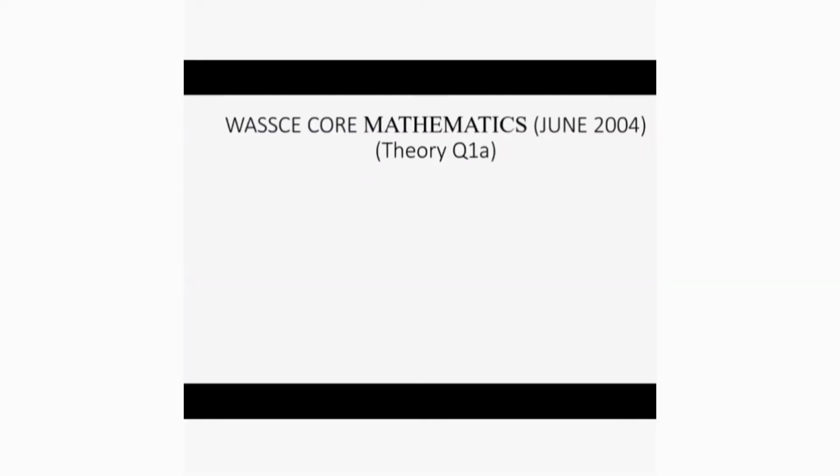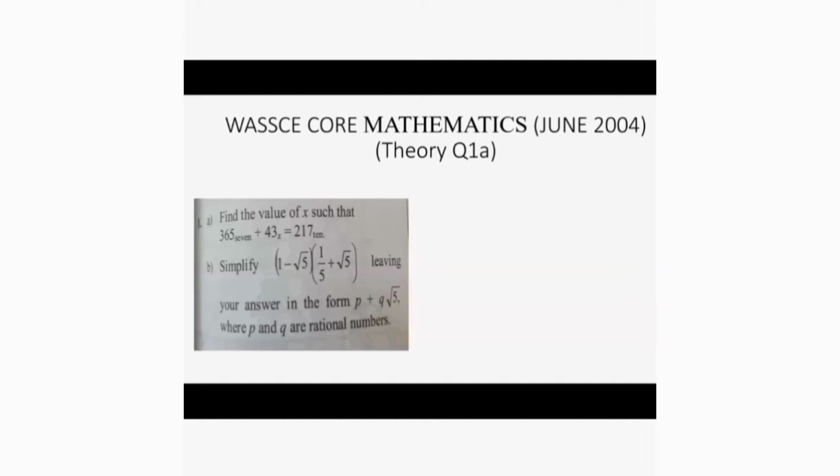This is June 2004 WASSCE Mathematics Theory Question 1. A. Find the value of x such that 365 base 7 plus 43 base x is equal to 217 base 10. Since the right hand side of the equal sign is already in base 10, we need to convert the left hand side of the equal sign also to a base of 10.